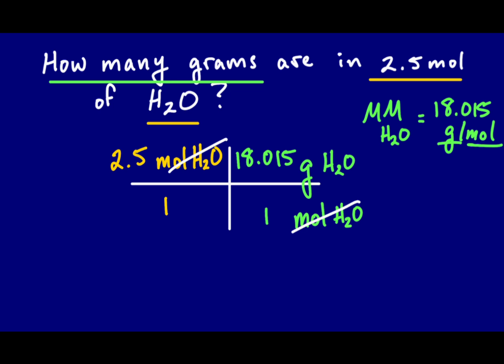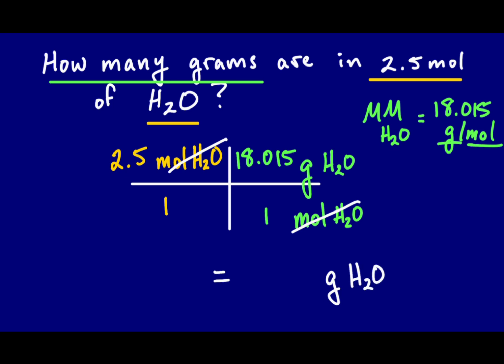You then have to think, okay, well, are we going to multiply or divide by this converting factor? If the number is in the numerator for your converting factor, that means you are going to multiply by that converting factor. So we have 2.5 times 18.015. So this is going to give us grams of H2O.